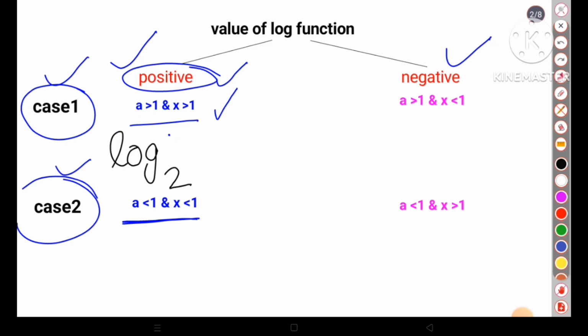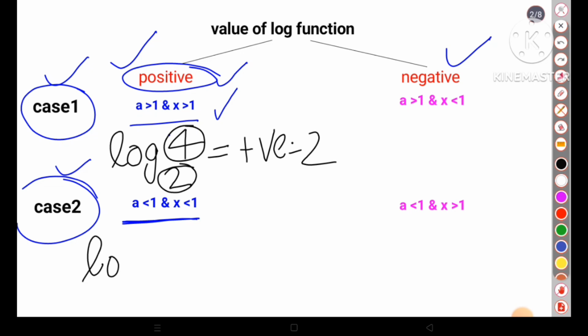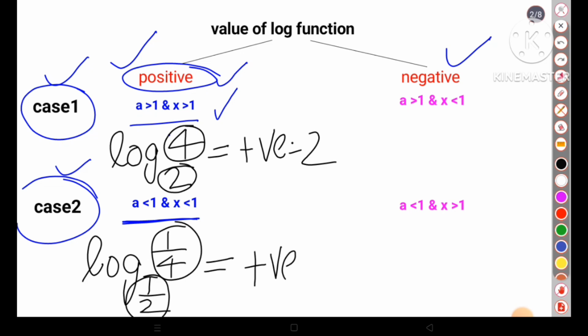For example, log 4 with base 2. Here both base and input are greater than 1. So the value of the function will be positive, that is 2. Similarly, if for example log 1 by 4 with base 1 by 2, here both the base and the input of the log function is less than 1, hence the value will always be positive.